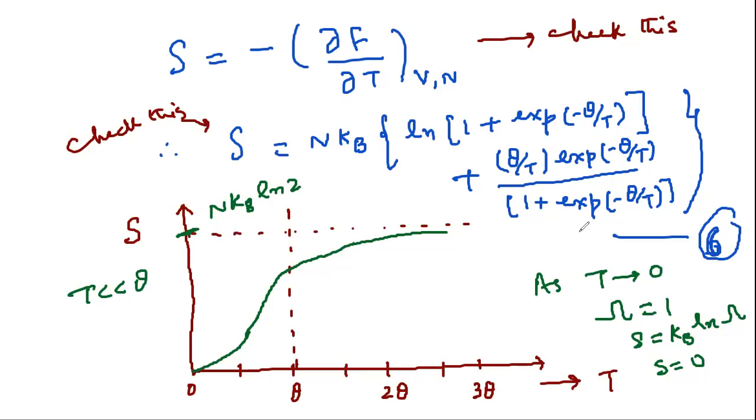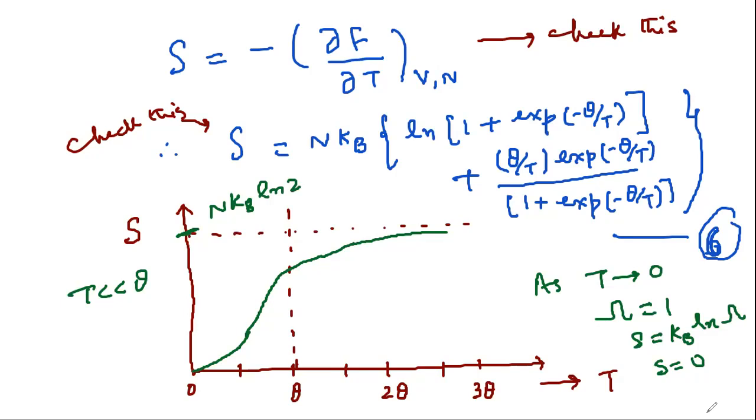In equation 6, you go to the low temperature zone, that is T much less than theta. You will see S will approach 0, and in the high temperature zone, when T is much greater than theta, this expression will give you n kB ln 2. You can check it. This can be another exercise. So you can see how the behavior of this system changes. So this is all for today.